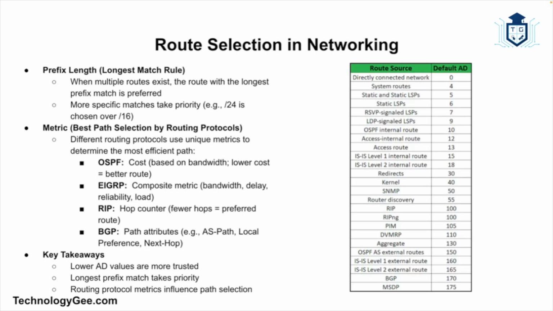Then we have metrics, or best path selection for routing protocols. Each routing protocol uses different metrics to determine the best path. OSPF goes with the cost, which is based on bandwidth. EIGRP uses a composite metric, which is bandwidth, delay, reliability, and load. RIP uses a hop count. And BGP uses path attributes such as autonomous system path, local preference, and next hop.